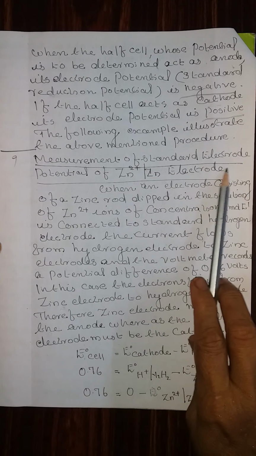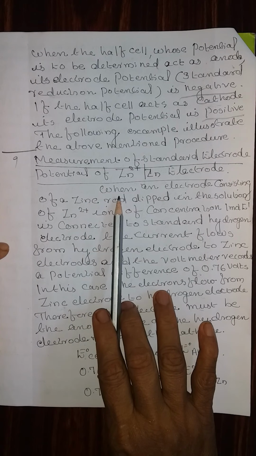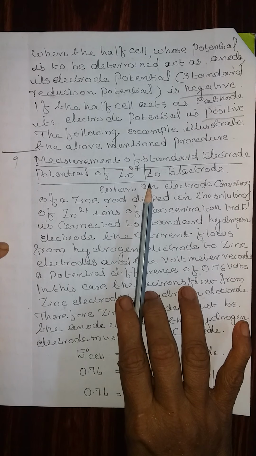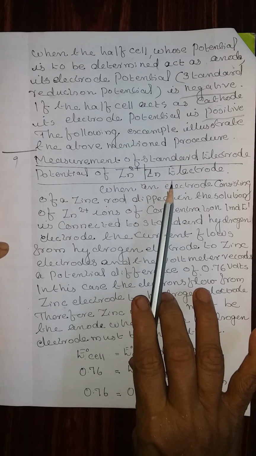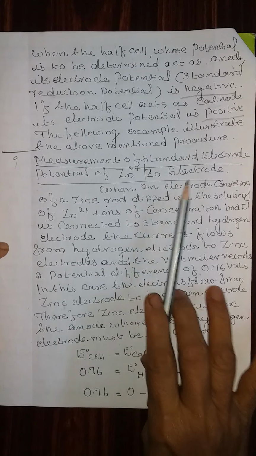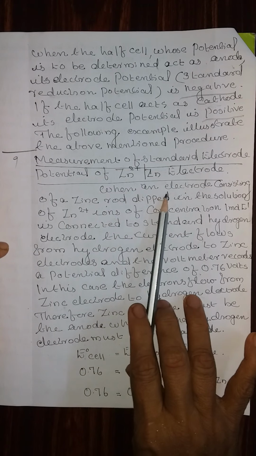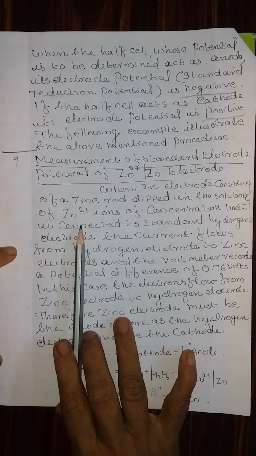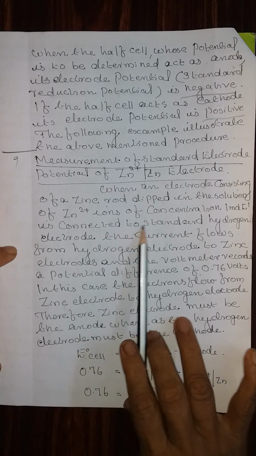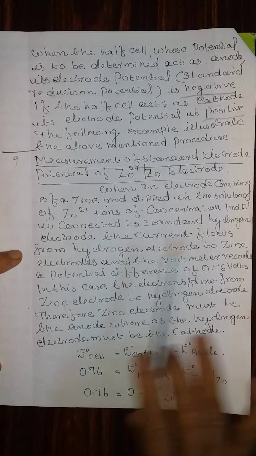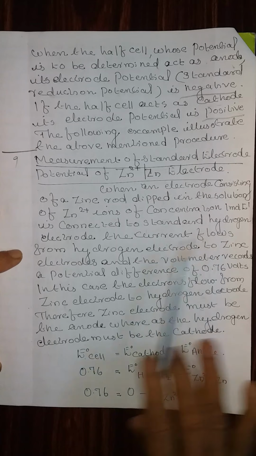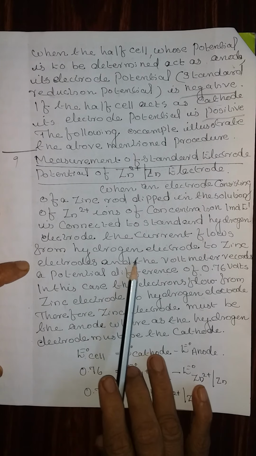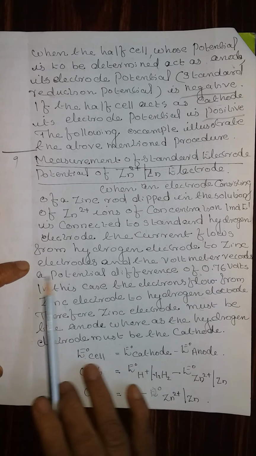Measurement of the standard electrode potential of zinc ions, Zn2+ | Zn electrode, or zinc acting as an anode. When an electrode consisting of a zinc rod dipped in a solution of Zn2+ ions of concentration 1 mole per liter is connected to a standard hydrogen electrode, the current flows from the hydrogen electrode to the zinc electrode, point number 1.